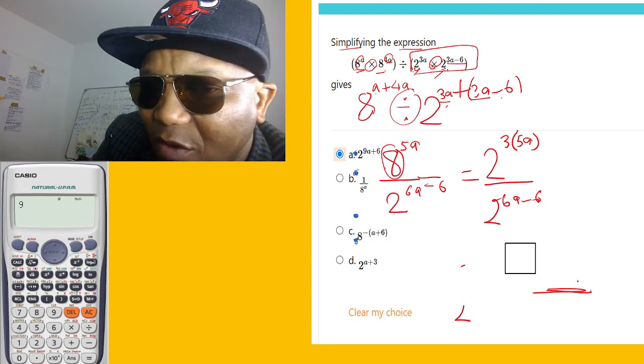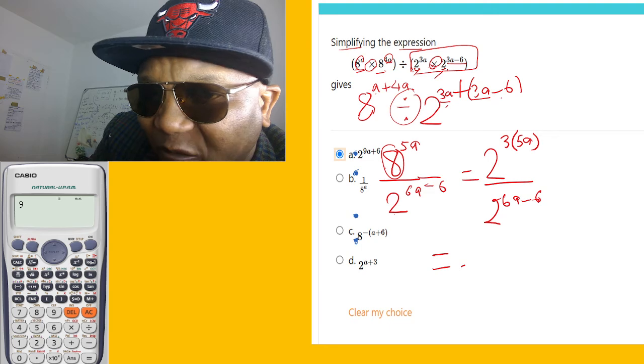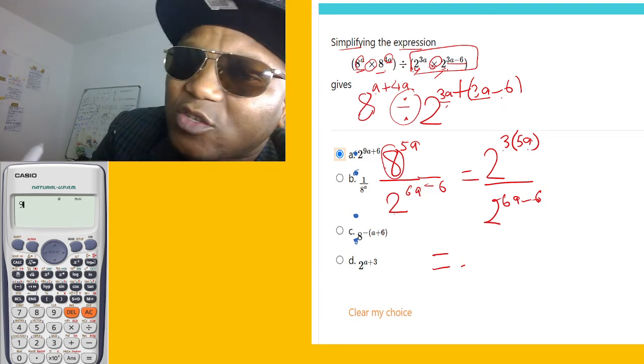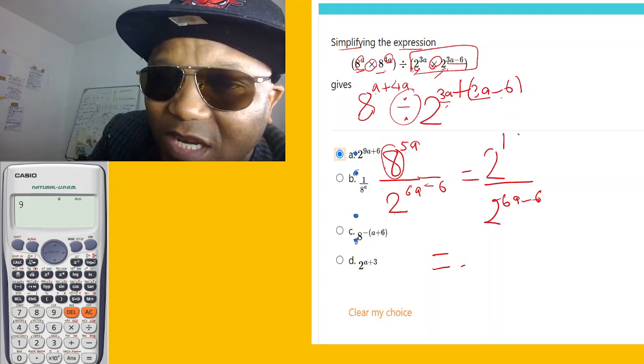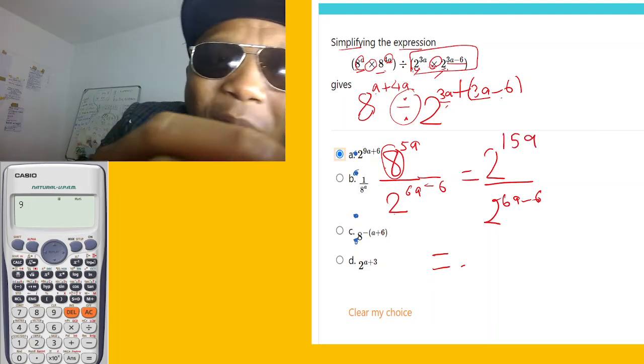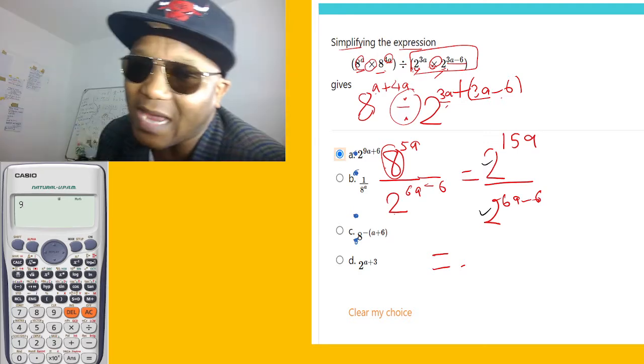So the next step here is, check it out, 5 times 3 equal to 15, so it's going to be 15a. Instead of 3 times 5a, I can simply say 15a. Why do that? Because look, now this base and that base are the same. That's why I brought in that 8.